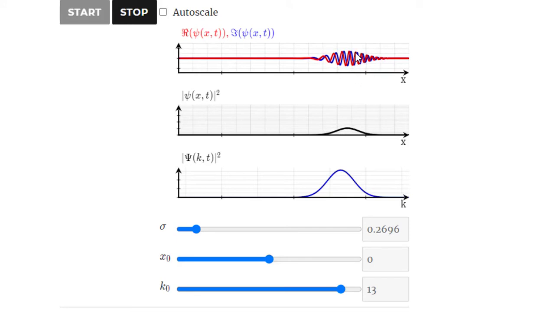Spreading out because the different components, the different spatial frequency components that make up this wave packet, travel at different rates. That's a subtle point. I'm not saying it isn't a subtle point. It's something called dispersion. Because the kinetic energy of the wave depends directly on the wave number, the spatial frequency, then what happens is some waves are going to travel faster than others.